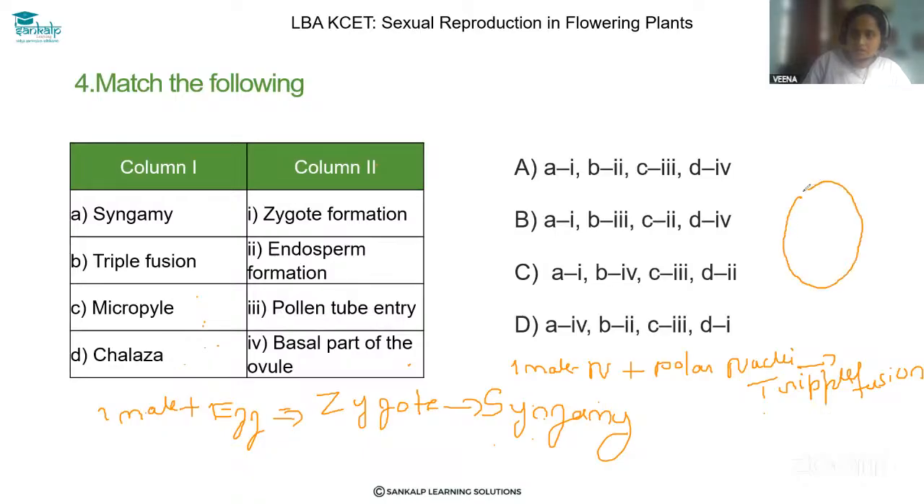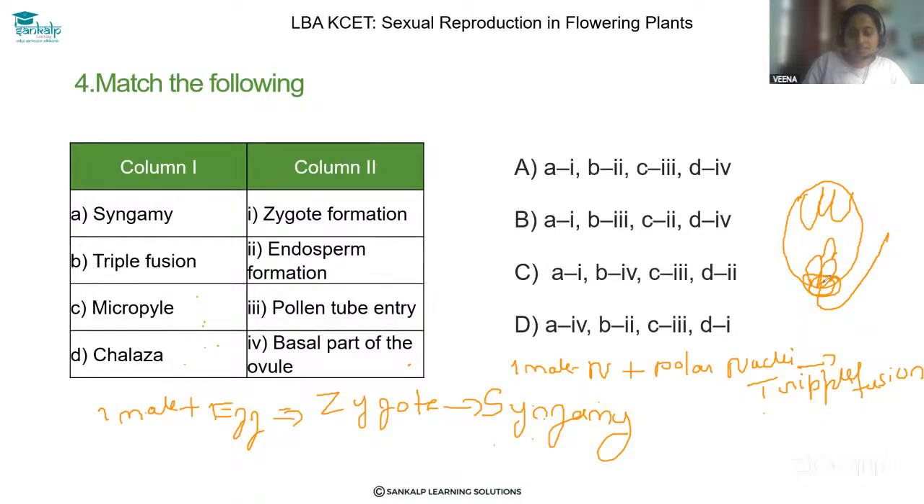This is the embryo sac. Here two synergids will be there, the egg apparatus will be there. Here three antipodals will be there, and through the pollen tube the male nucleus will enter through the micropyle. So the micropyle is located here, this is the pollen tube entry. This is the region where the pollen tube will enter into the ovary.